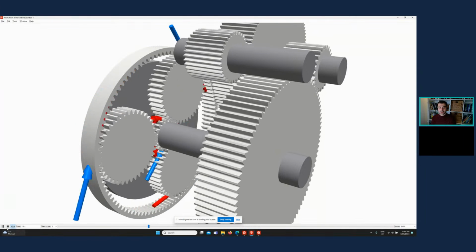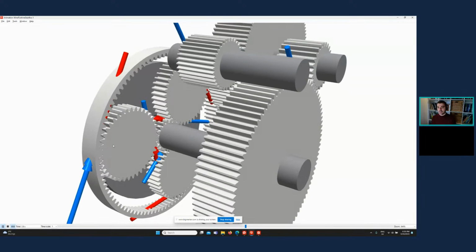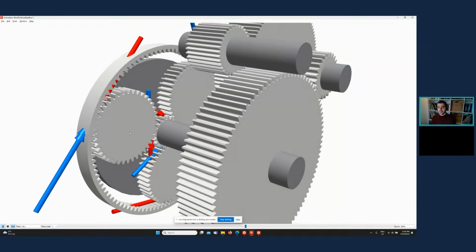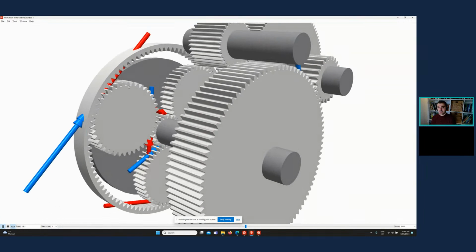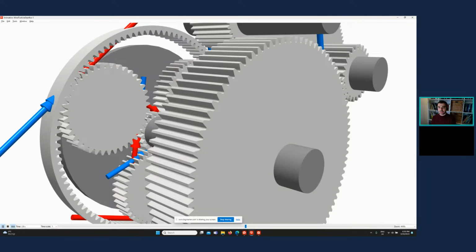Whenever we have a gear mesh, let's pause it over here, for instance, we see that not all places on the teeth are in contact. We can see these forces. While designing a gearbox, this is an essential thing because there is no stress here.